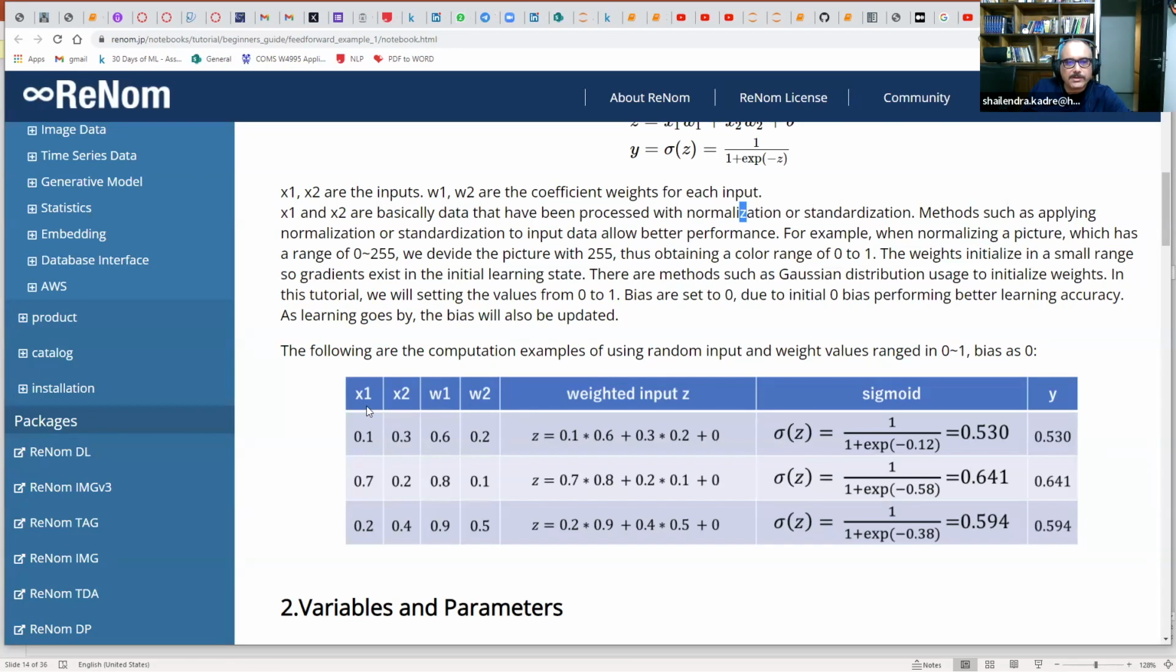You see this table, it is divided into two parts. One is inputs. X1 and X2 are the two inputs. In the first row, X1 is 0.1 and X2 is 0.3. W1 is 0.6 and W2 is 0.2. So we first determine Z, and we are assuming that bias is zero.